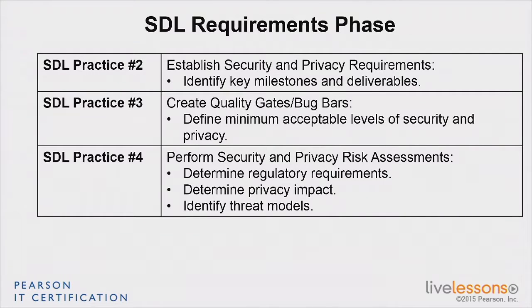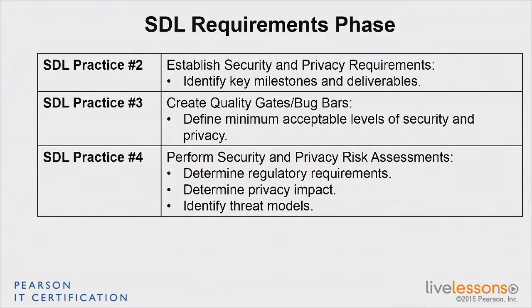SDL practice 2, 3, and 4 relate to the requirements phase, starting with establishing security and privacy requirements. So right at the very beginning in the requirements phase, identifying the key security and privacy milestones and security deliverables. SDL Practice 3 is to create quality gates or bug bars. The quality gates and bug bars are defining the minimum number and level and severity of bugs that will be accepted. So here we are defining the minimum acceptable levels of security and privacy.